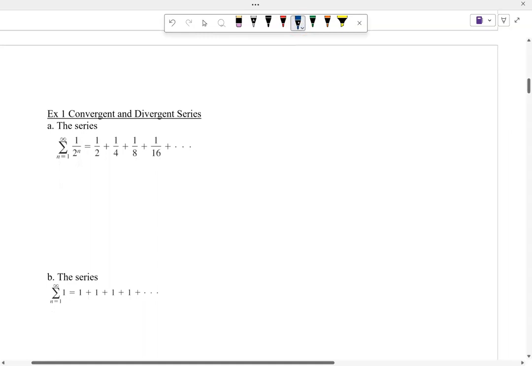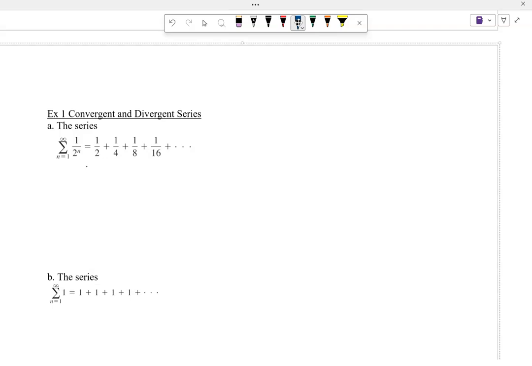So if we let n be 1, we would have 1 over 2 to the 1. If we let n be 2, we'd have 1 over 2 squared, so 1/4. If we let n be 3, if we let n be 4, right? So this is our first term, this is our second term, this is our third term, this is our fourth term, and so on. But we're adding them up, right? This is an infinite series. A sequence would have commas between these. This is a series. We're adding these all up.